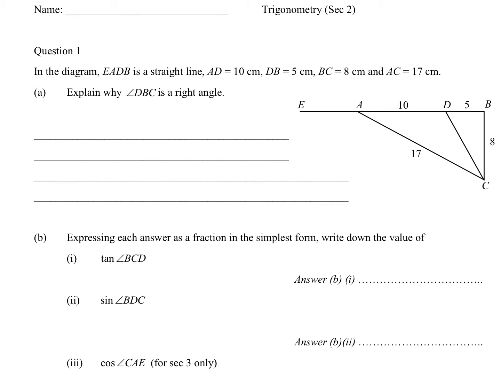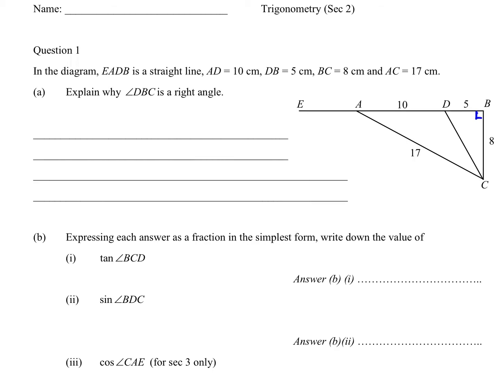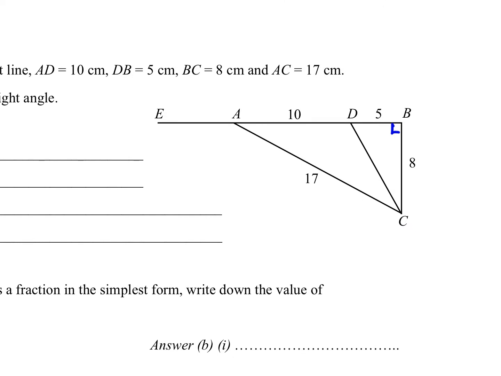Now, when the question requires us to explain why an angle is a right angle, we are going to think of the Pythagoras theorem and we're going to use the converse of the Pythagoras theorem. But which angle are we going to look at now? This one is angle DBC. They want us to show that this is a right angle triangle. But you notice that inside this diagram here, I only have the measurement 5 and the measurement 8. I do not have the measurement for the hypotenuse.